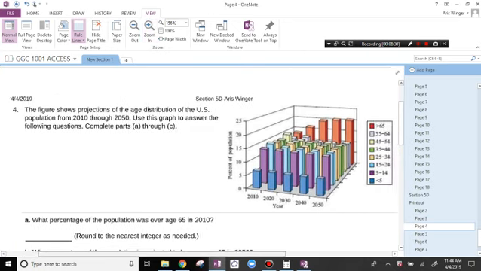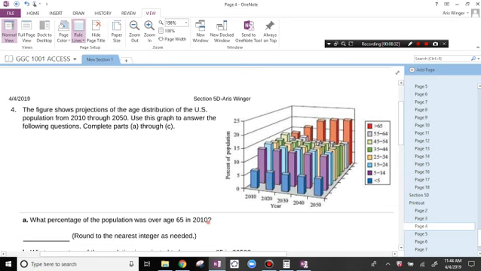Let's zoom in a little bit. The figure shows projections of age distribution of the U.S. population from 2010 to 2050. Use this graph to answer the following questions. What percentage of the population was over 65 in 2010?